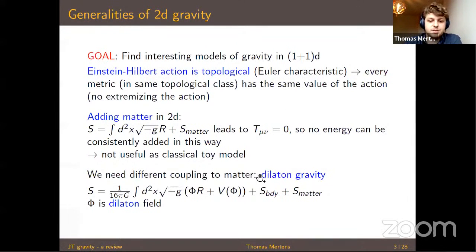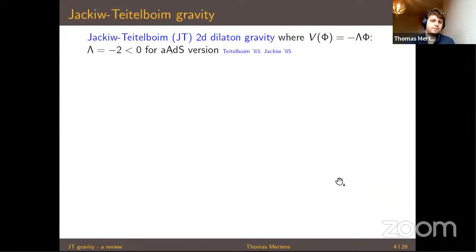And an answer to this question are the 2D dilaton gravity models, where I introduce an additional scalar field phi that I call the dilaton field, and it couples directly to the Ricci scalar in this way. I also allow for an arbitrary dilaton potential V of phi in this model. I have a matter action if I want, and then if I define this model on a manifold that has a boundary, there might be a possible boundary term, like a Gibbons-Hawking boundary term, and that is indeed what we will have in the discussions later on.